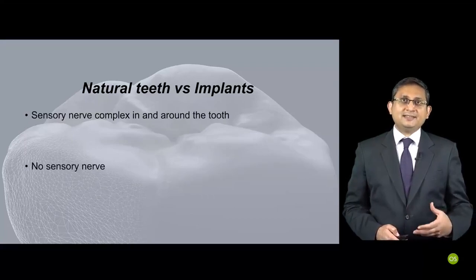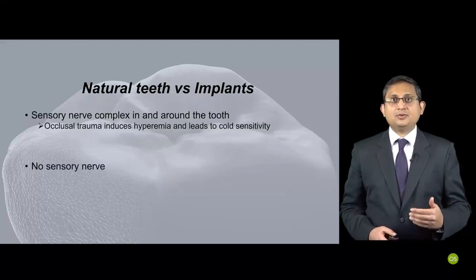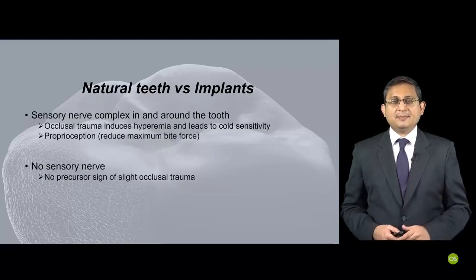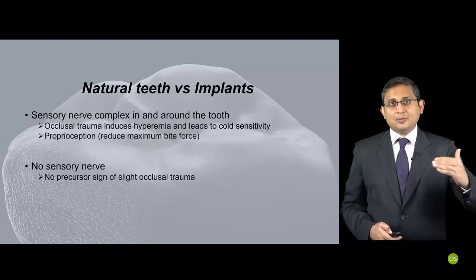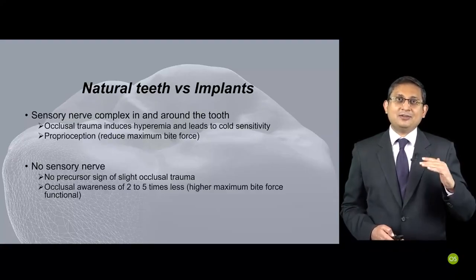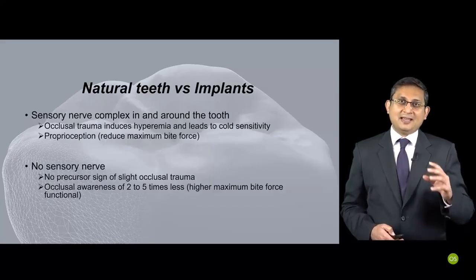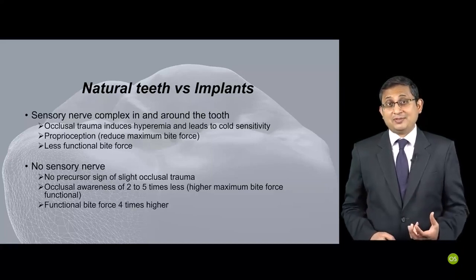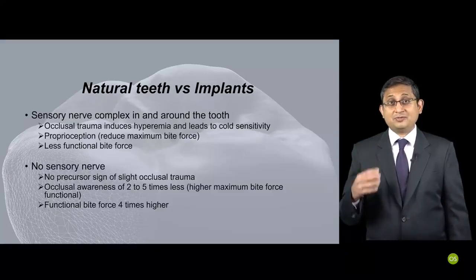When it comes to the sensory nerve complex, you can see the occlusal trauma induces hyperemia and leads to cold sensitivity, whereas obviously there is no such sensitivity with an implant. You have proprioception, which reduces maximum bite force, because when you bite really hard and it hurts, your proprioception will tell you not to bite hard. Whereas with an implant, it's 2 to 5 times less when it comes to having any sensation at all. You have less functional bite force because of that proprioception, and as we discussed, you have 4 times more functional bite force with implants because you're not aware of how much force you're applying.